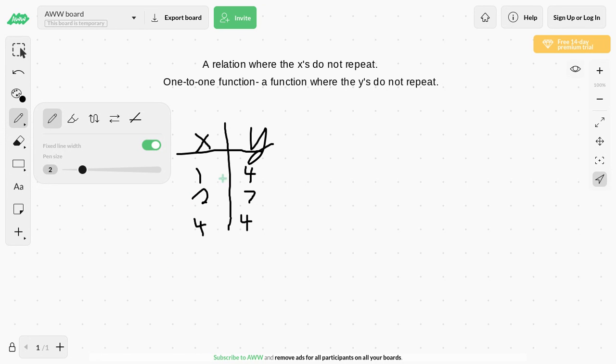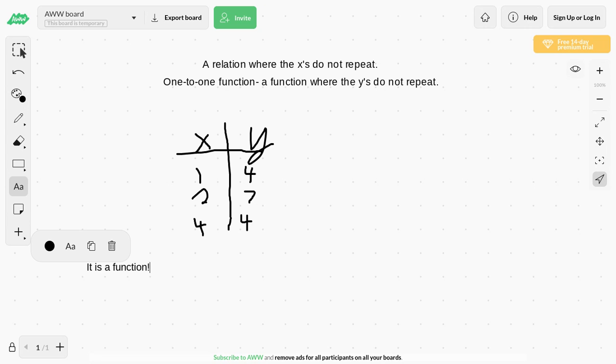So you would say, okay, let's see, did any of the x's ever repeat? Well, 1, 2, and 4, so no. So it is a function. And you say, okay, is it a 1-to-1 function? So the y's can't repeat. So let's see, 4, 7, and 4. Well, the 4's repeat, so not a 1-to-1 function. So you'll get a problem like that.